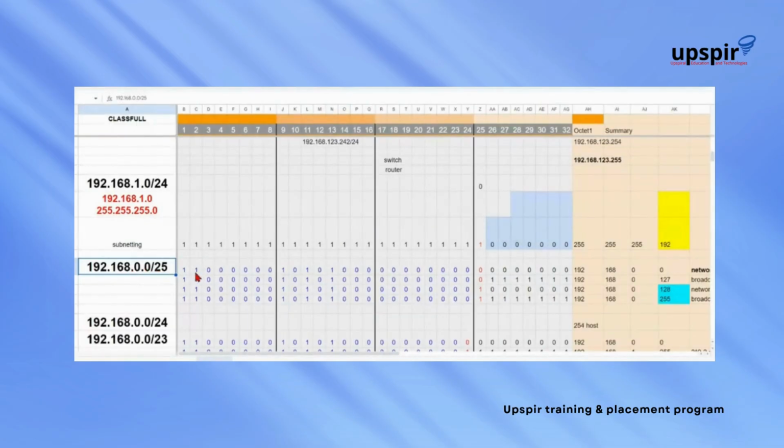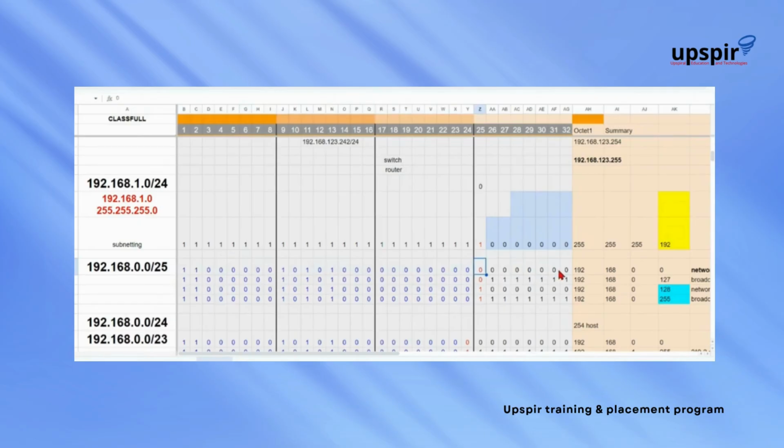192.168.0.0/24. So what I'm saying is that this was our IP address, 192.168.0.0. This is how you will normally write your IP address. If you had a subnet mask of /24, your first 24 bits will be your network bits. But for subnetting, what we will normally do is we will borrow one of the host bits.